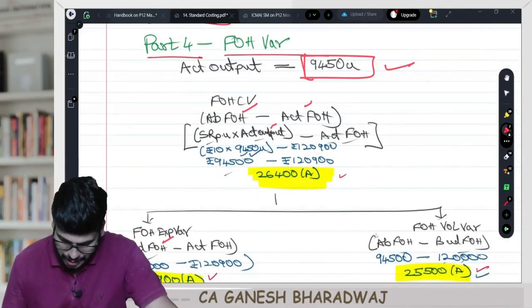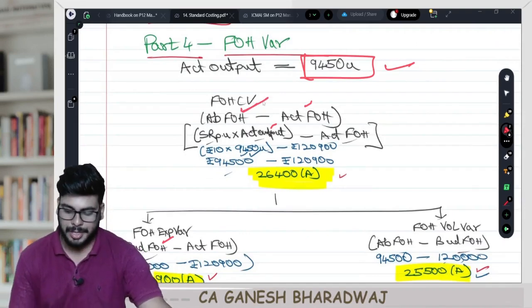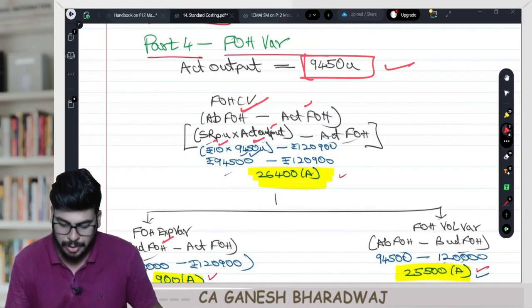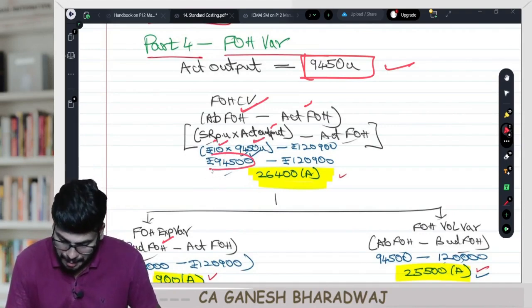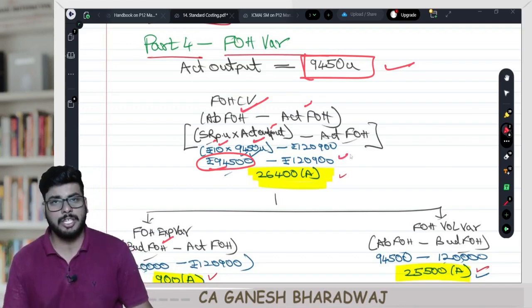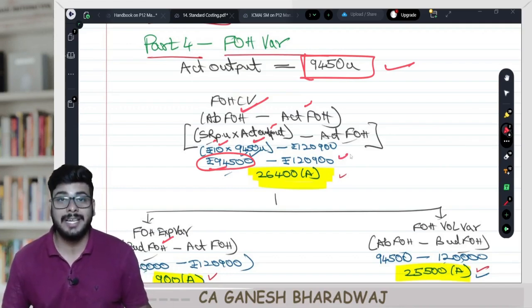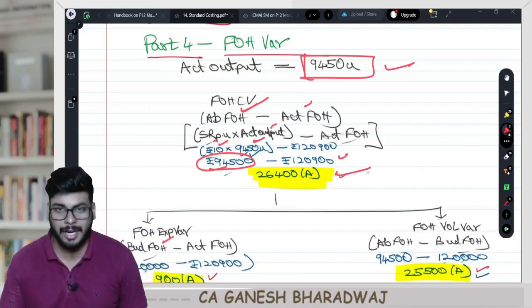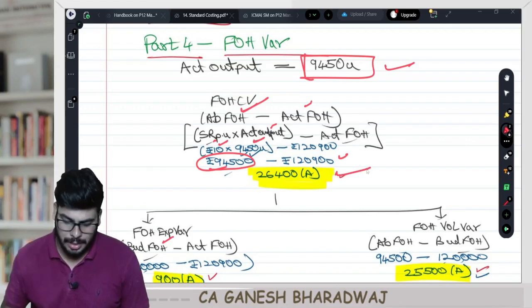So now, guys, what is this? Your absorbed overheads: standard rate per unit into actual output, 10 rupees per unit into 9,450. So I'm absorbing overheads of 94,500, but actual overheads is 1,20,900, which means there is an under absorption, which is actually an adverse variance. How much is that? 26,400.